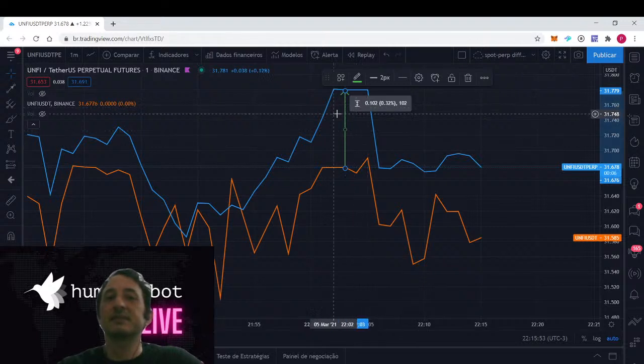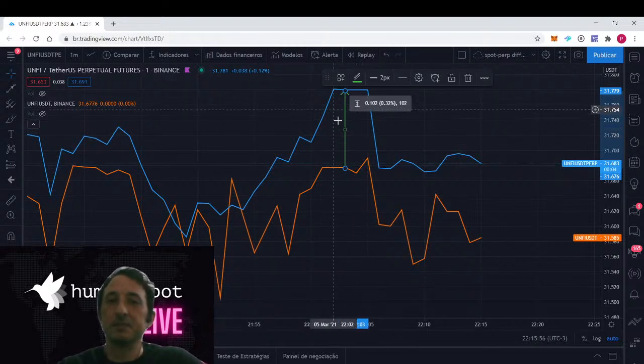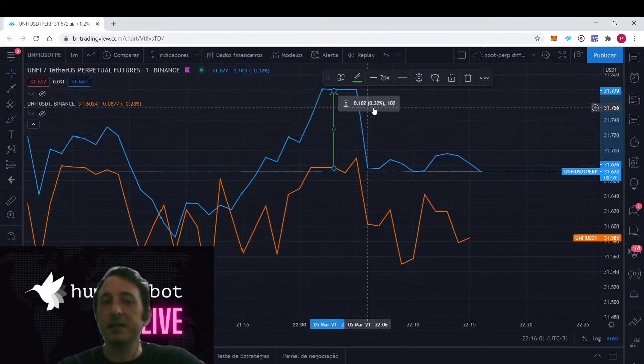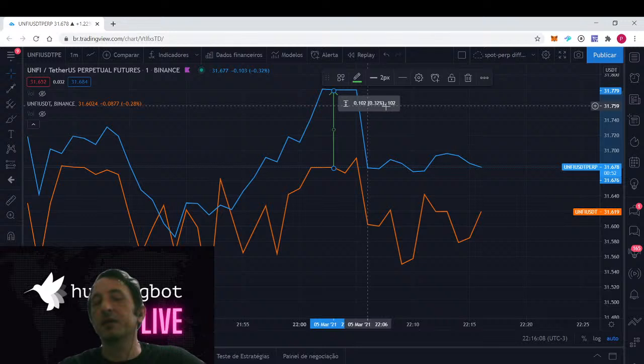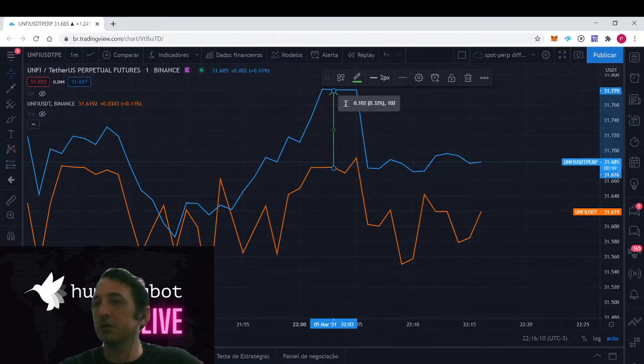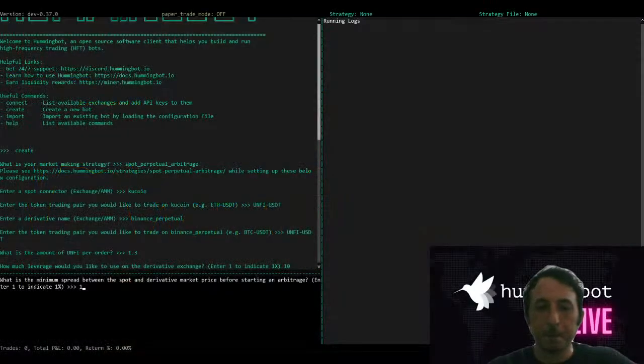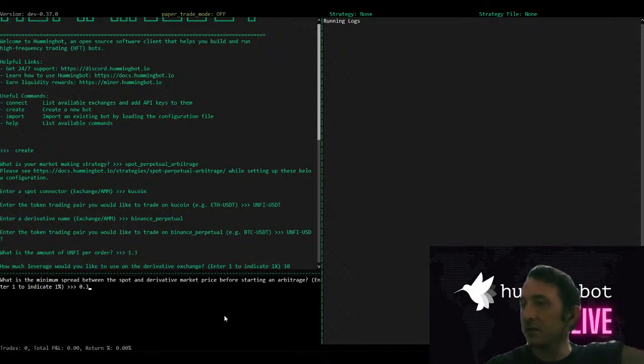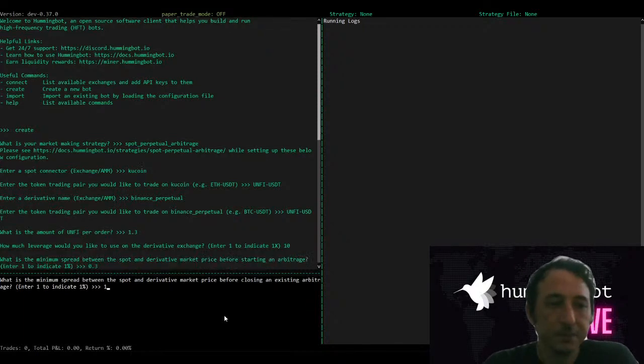So the moment the difference between the price in both markets goes above the value you set here, the arbitrage will happen. Depending on the direction of the prices, it opens a short or a long position on the perpetual and buys or sells on the spot market. So let's put here 0.3, which, as we saw on TradingView, is usually the value where it happens.